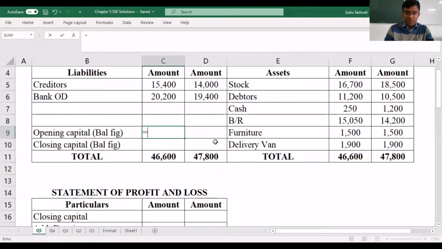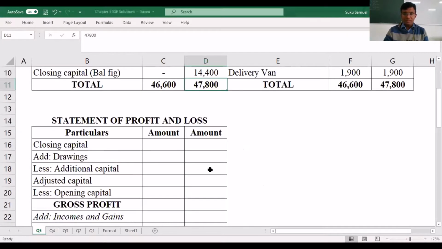So for the beginning values, the balancing figure is opening capital, and let's just quickly calculate the opening capital now. We take the sum, and that works out to be 11,000. For the end of the time period, the balancing figure will work out to be your closing capital, and that works out to be 14,400. So your opening capital is 11,000, closing capital is 14,400. With that, we have completed the preparation of the combined statement of affairs.